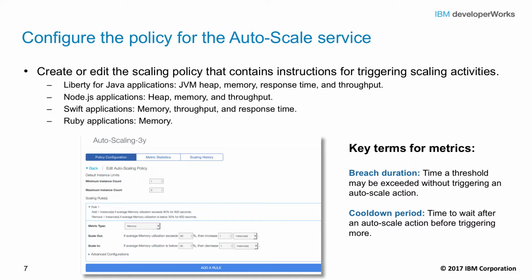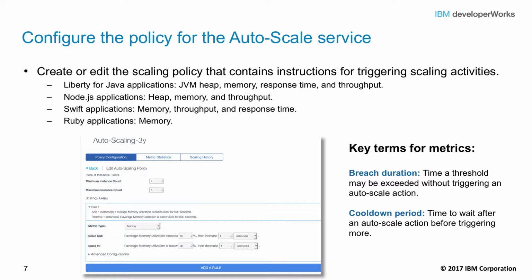For Liberty for Java applications, you can define scaling rules on JVM heap, memory, response time, and throughput. For Node.js applications, you can define scaling rules for heap, memory, and throughput. For Swift applications, you can define rules on memory, throughput, and response time. And for Ruby applications, you can define scaling rules for memory.